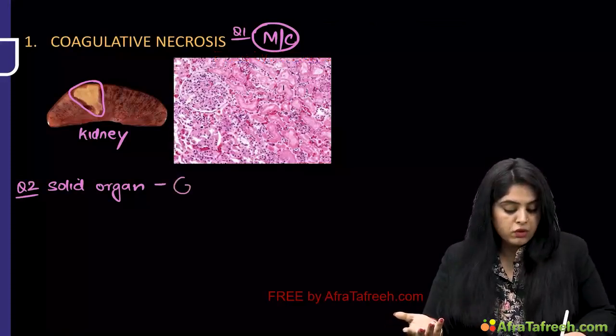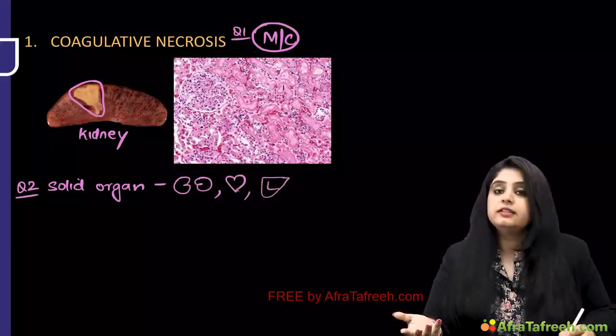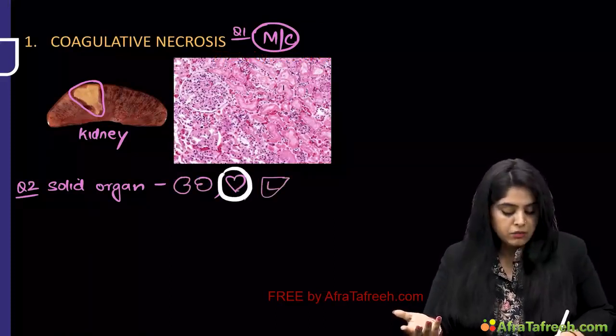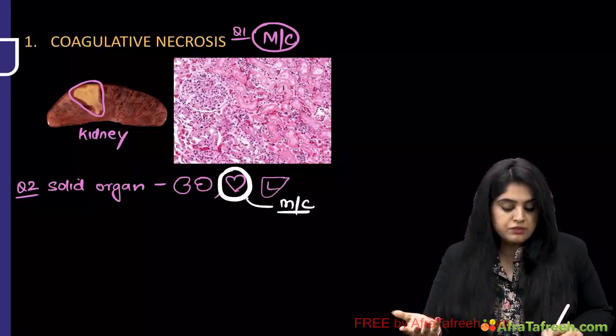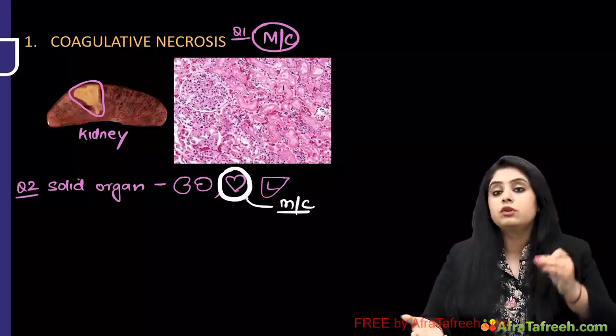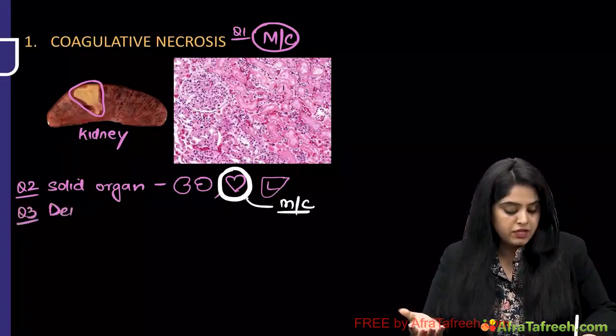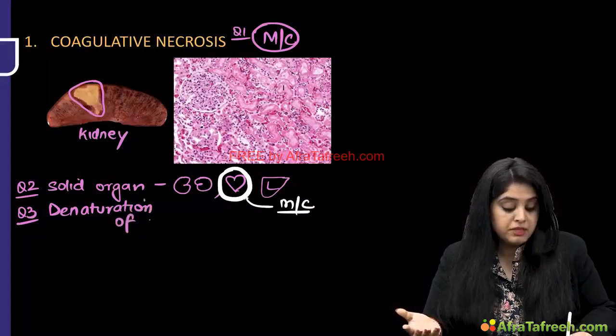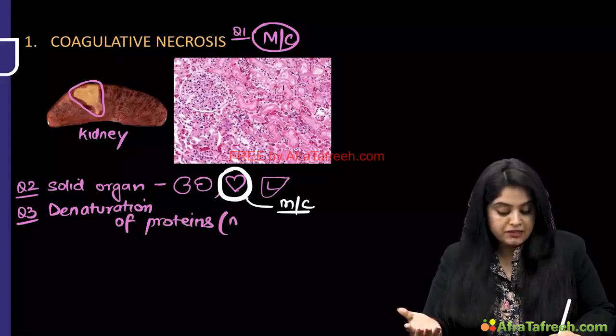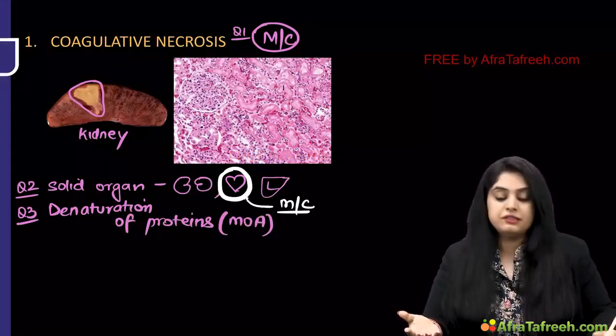So it is seen in solid organs, like the kidney. It is seen in the heart. It is seen in the liver. Let me tell you, heart is the most common organ. So you will get a history of a heart attack. My basic concept is all solid organs show you this. Question number 3, what is the mechanism of action? It is said to be the denaturation of proteins. This is a previous year question. The denaturation of proteins is the mechanism of action of coagulative necrosis.